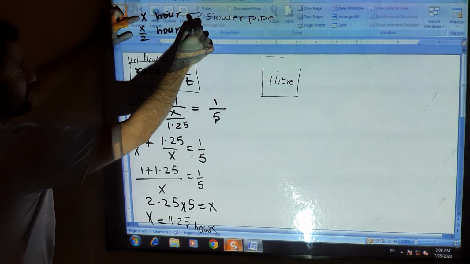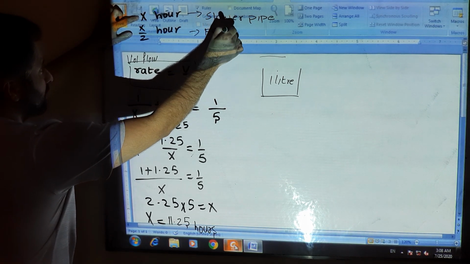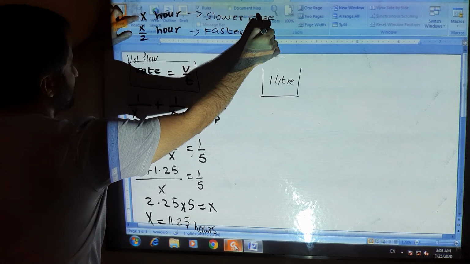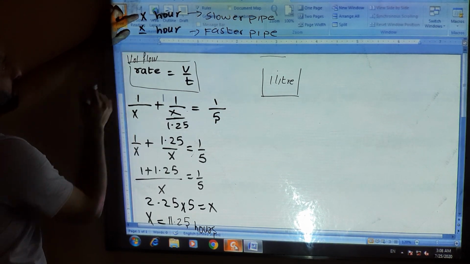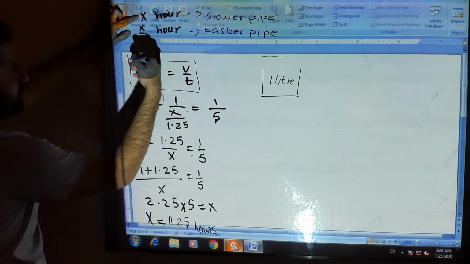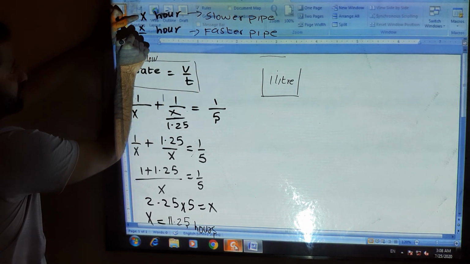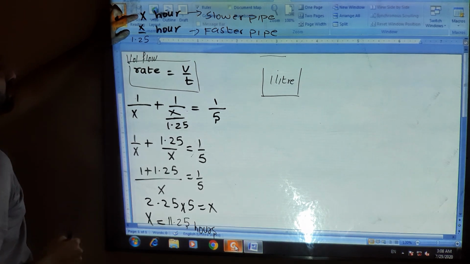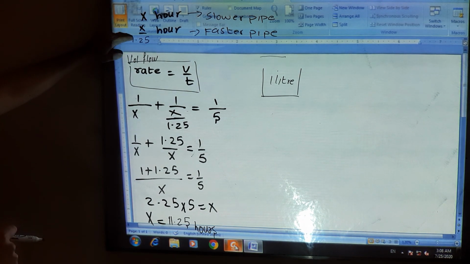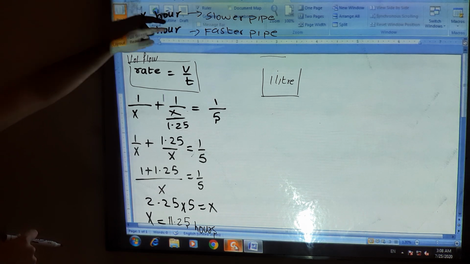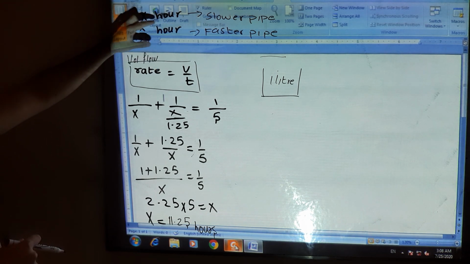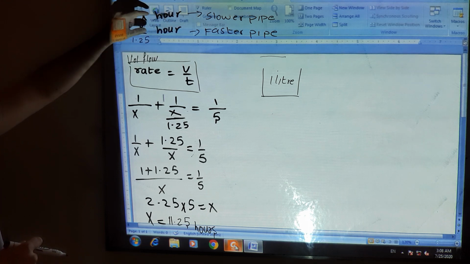then the fast pipe is obviously fast, so it will take less time. X hours is for the slow pipe. Now how much faster is the fast pipe? 1.25. Obviously if you divide X by 1.25, you will get less time, since it is faster.